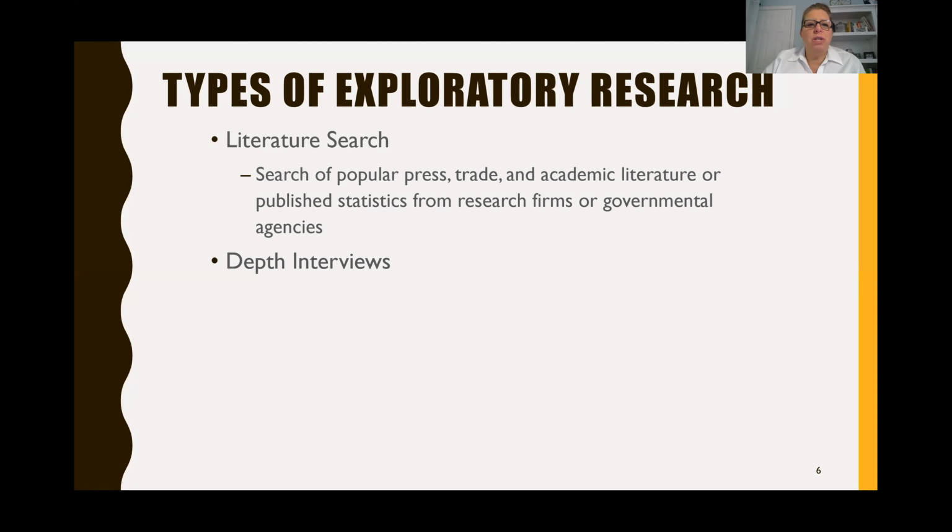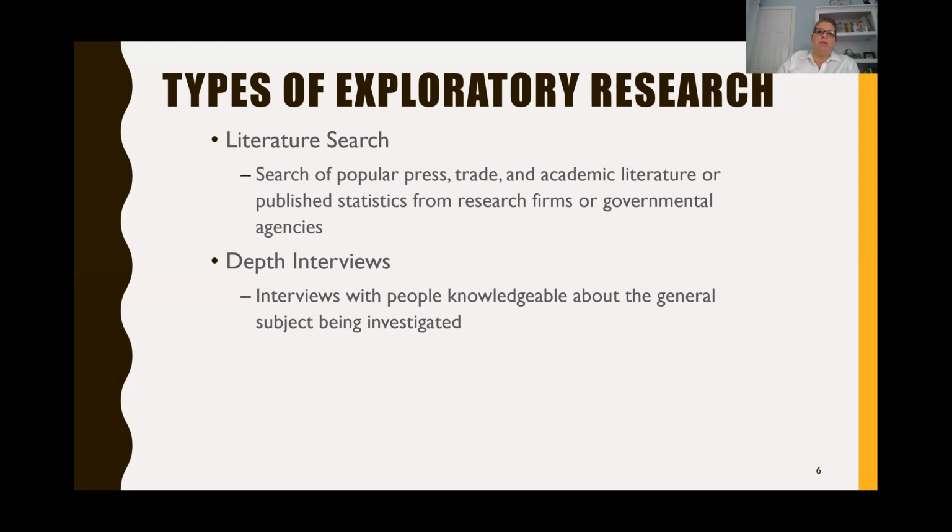It also includes depth interviews. So actually conducting research yourself and creating these in-depth interviews with respondents and people who are knowledgeable about whatever phenomena you're interested in. So if you were interested in understanding why consumers of an organization stopped using your product, then you would interview people who had previously used your product and ask them a series of questions to understand what the key drivers of those behaviors are.